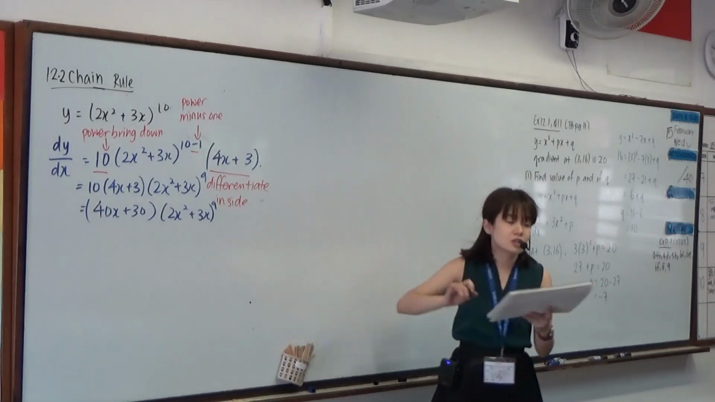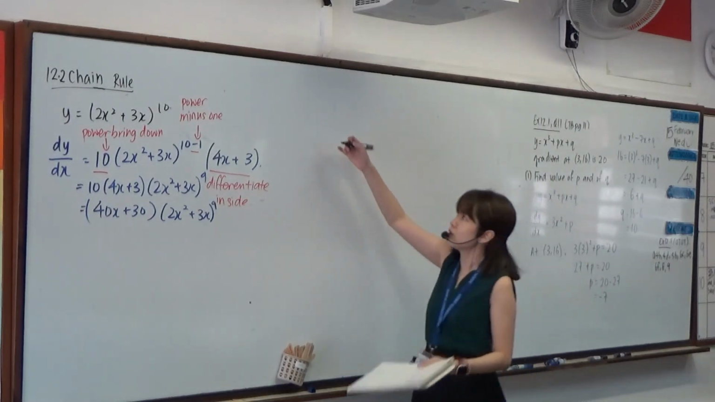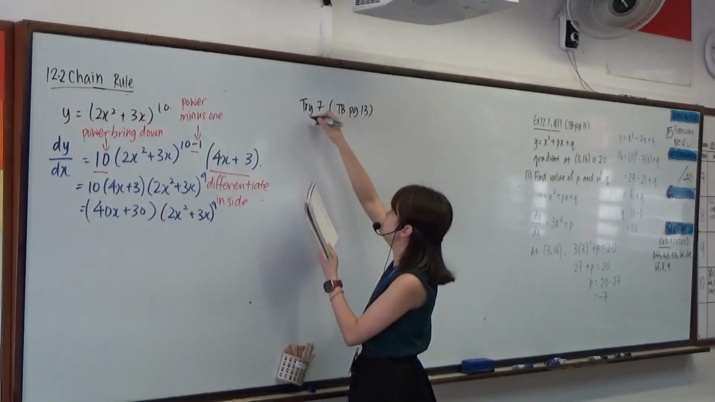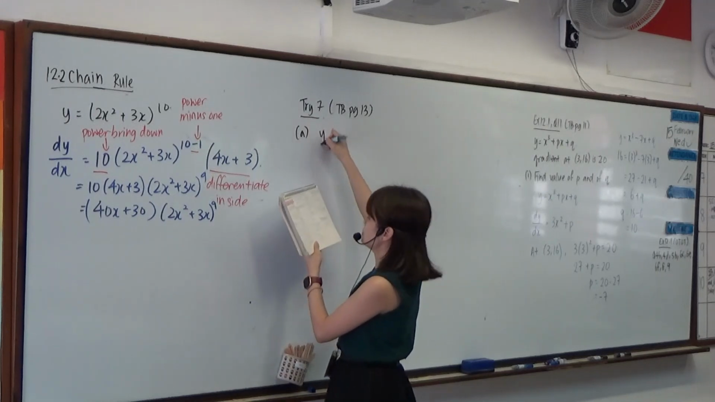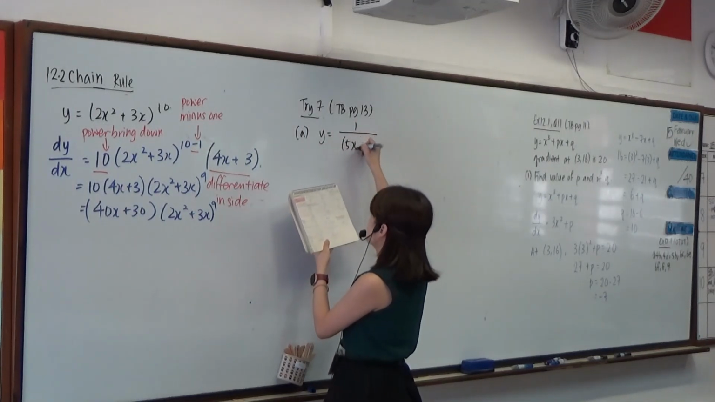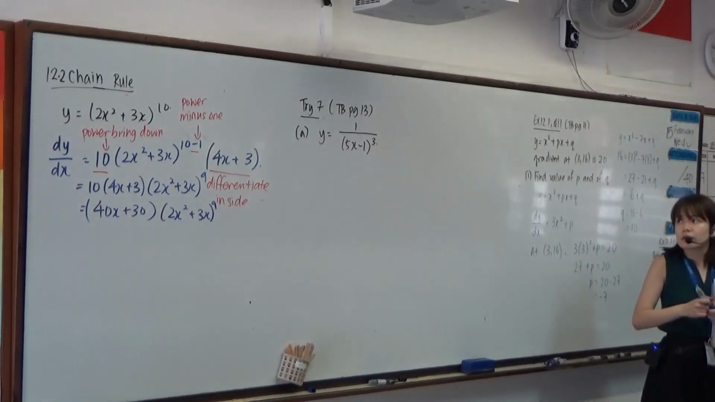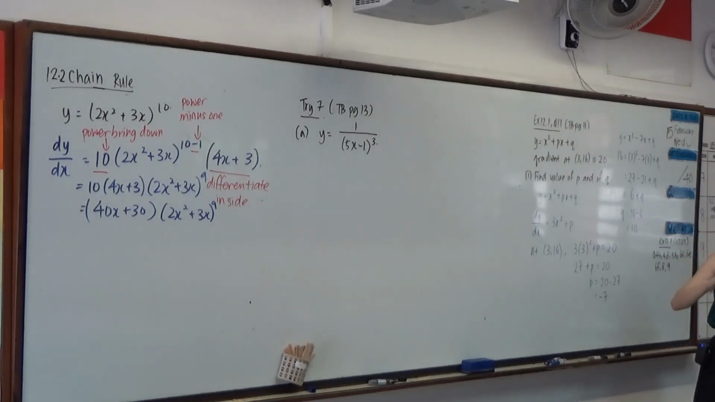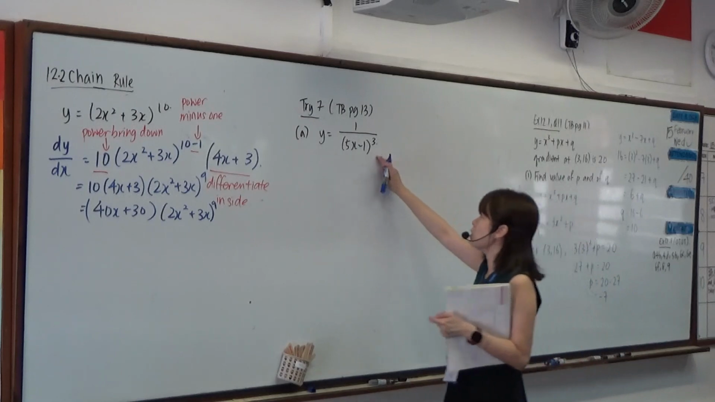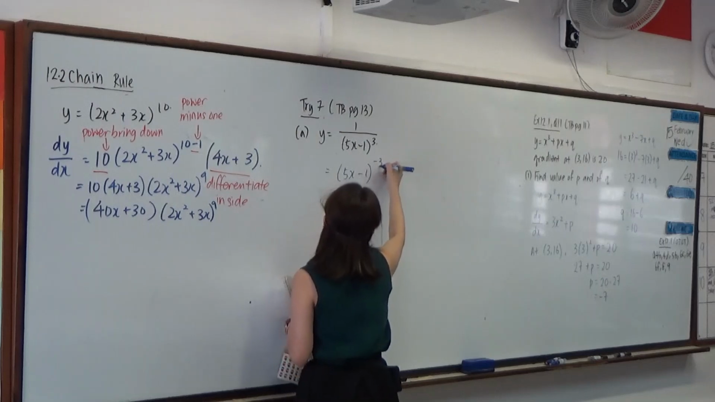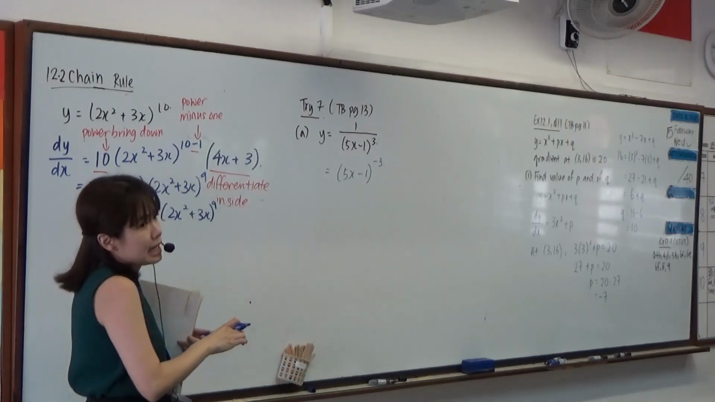So that's actually the try 6 question. Now we look at try 7, part A. Given y equals 1 over (5x minus 1) to the power of 3, same as our power rule, we must always bring this up into the numerator first. So we will have (5x minus 1) to the power of negative 3 before I can apply my chain rule.